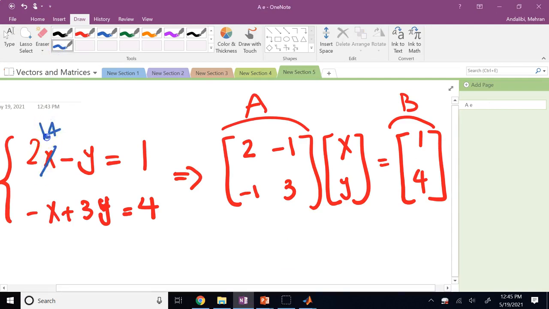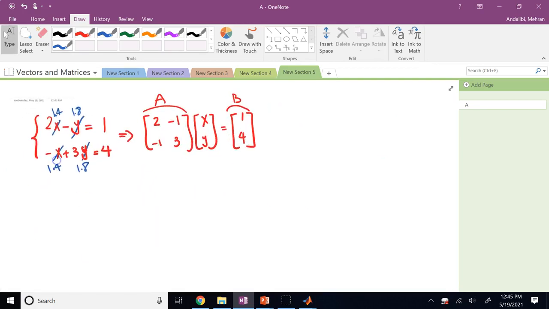Just plug in 1.4 and 1.8, right? So that's 2.8 minus 1.8, that's 1. And here is negative 1.4 and 3 times 1.8, which is 5.4 minus 1.4, that's 4. So it perfectly works. Now, sometimes the system of equations that you have is not completely determined. It's under or over determined.